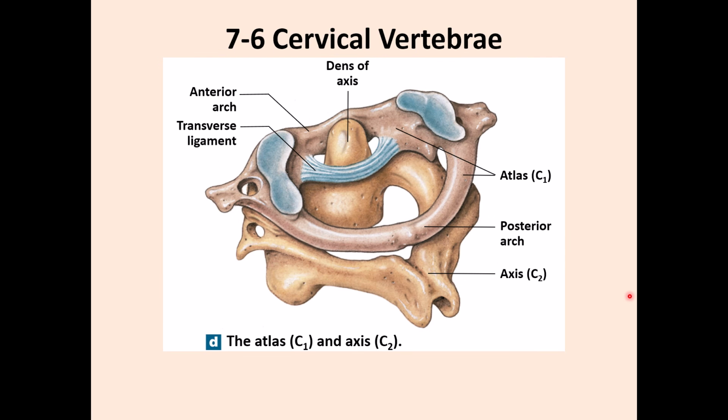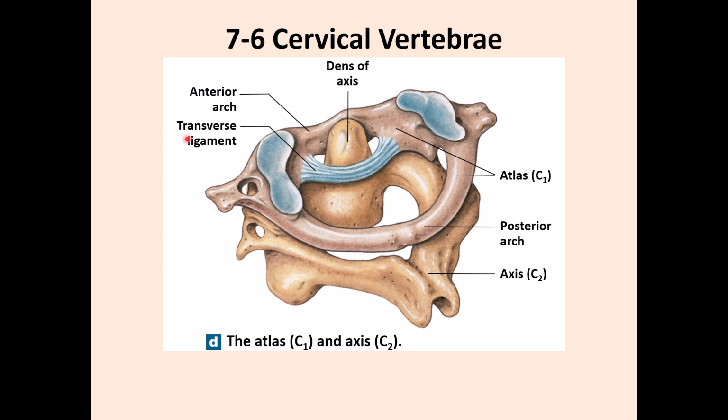So, different regions of the vertebrae. Now the cervical vertebrae. C1 is called the atlas, and C2 is called the axis. They are a little bit different than other vertebrae. C1 does not have a vertebral body. It has an anterior arch and a posterior one. It also has articular facets, and they articulate with the occipital condyle of the occipital bone.